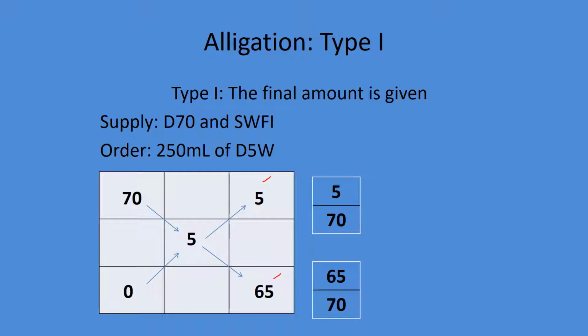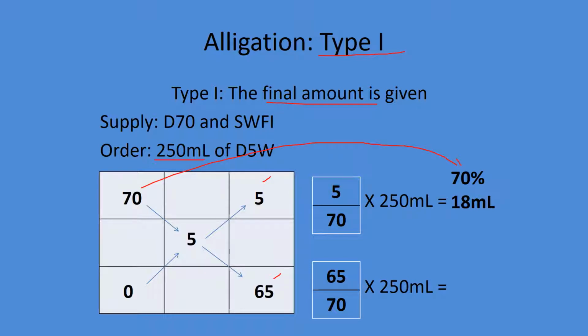Last step on a type 1 alligation is to multiply by the final volume. So we'll multiply by 250 for this question. So we'll need 18 mLs of 70%, and we will need 232 mLs of sterile water for injection. So it's very easy to mislabel these volumes, so just be careful when you're entering any homework assignments.